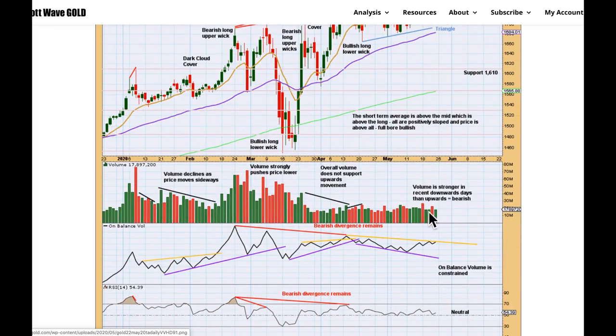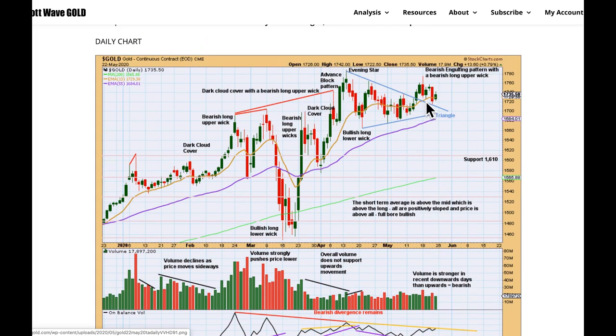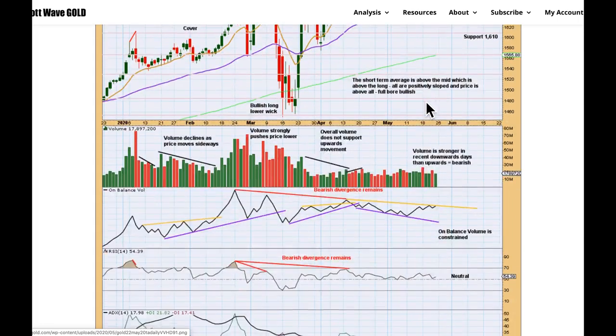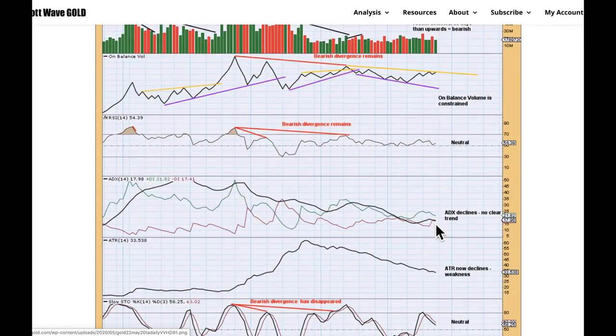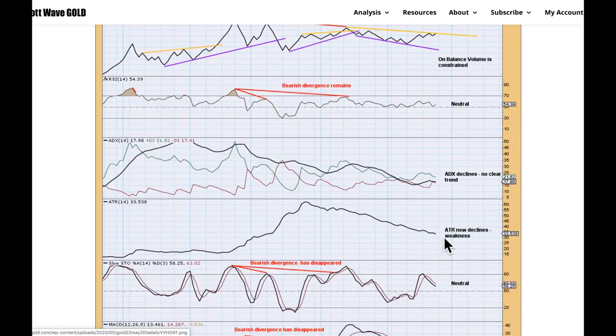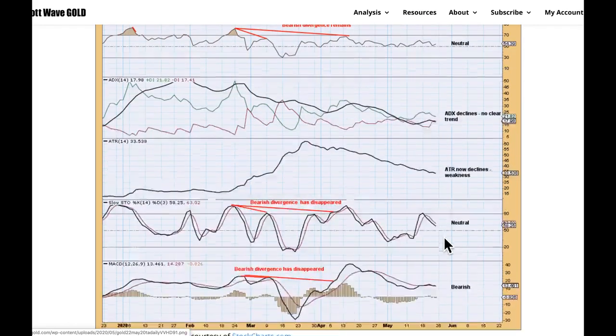Volume in recent downward days is stronger than upward, suggesting more pressure to the downside. There is a reasonable risk here of a major trend change, but we haven't seen evidence enough yet. ADX is declining at this daily chart time frame. There's no clear trend. ATR declines. There is weakness in upward movement. There is risk here. And stochastics is in neutral territory, and MACD bearish.